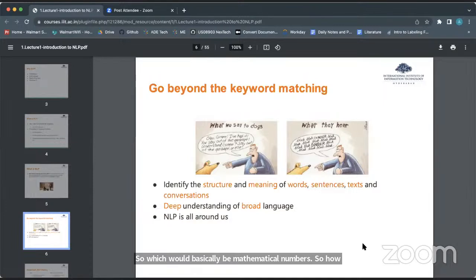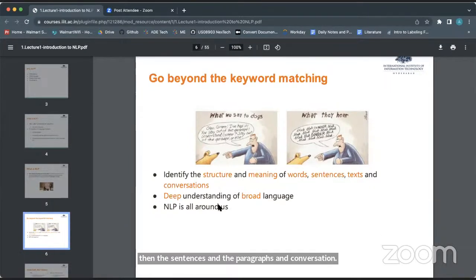The way of representing words and sentences and paragraphs as mathematical numbers, we can do that in multiple ways, and we'll get to it. But the basic idea remains the same. It's to identify the structure of the language, the meaning of the words, and then the sentences and the paragraphs and conversations. So it's basically to let the machine know. And also to develop a deep understanding of the broad language, right?